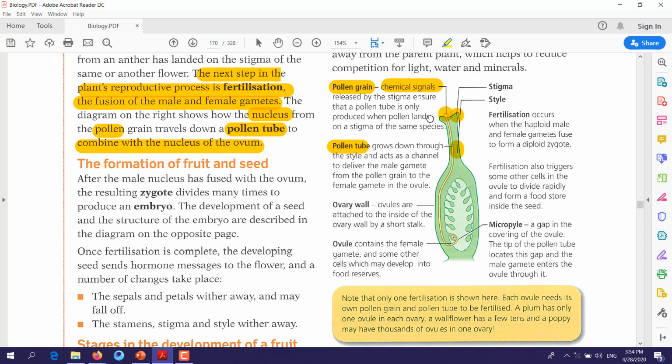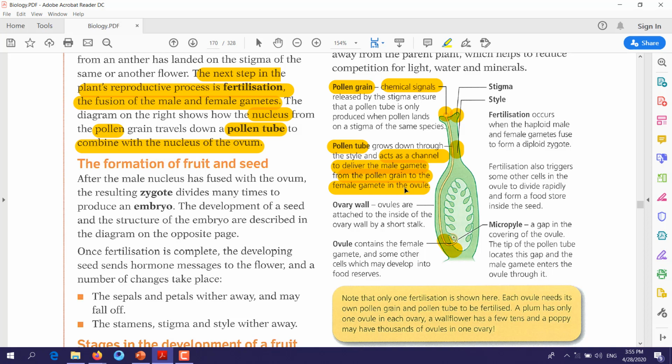Then after making sure the pollen belongs to the same species, the next step is the formation of the pollen tube. As you can see, this is the tube. We call it the pollen tube. This pollen tube grows down through the style. This is the style, and it acts as a channel to deliver the male gamete from the pollen grain to the female gamete in the ovule.